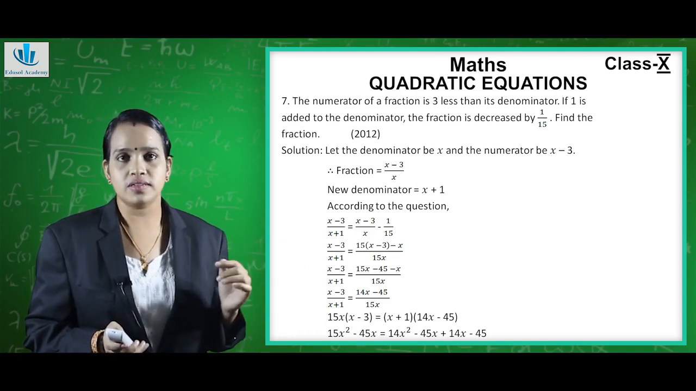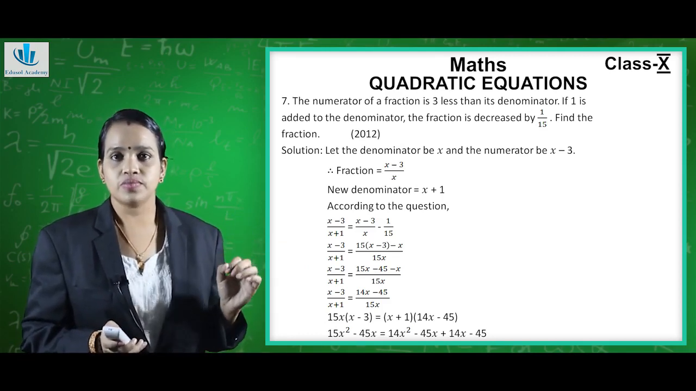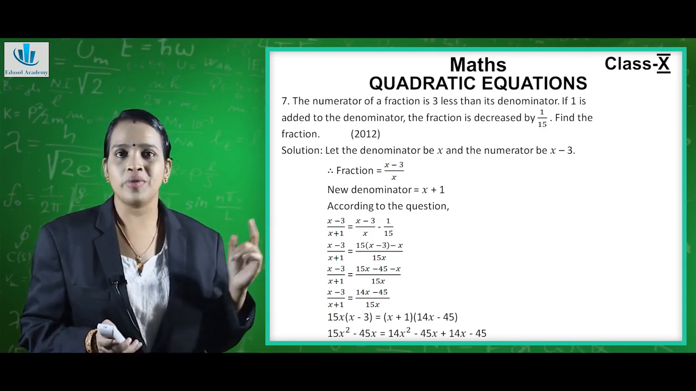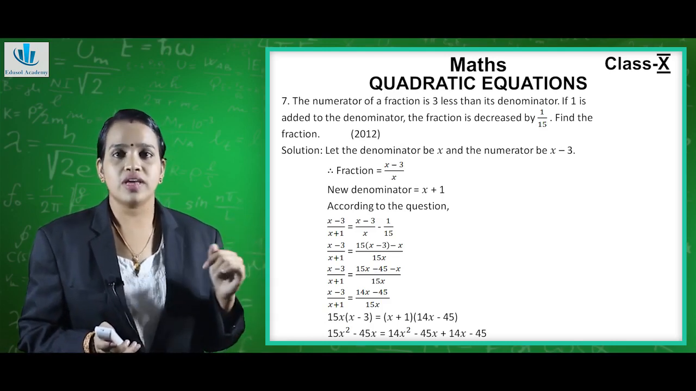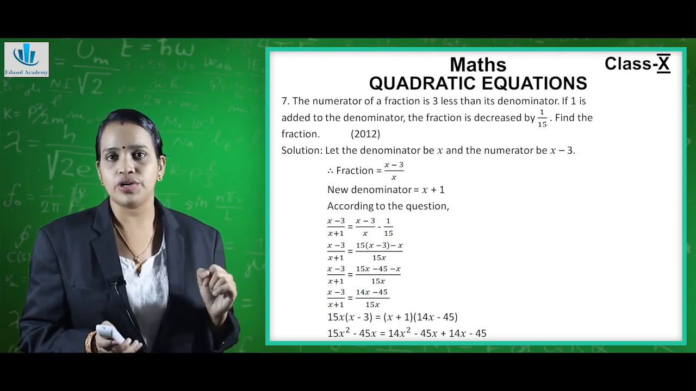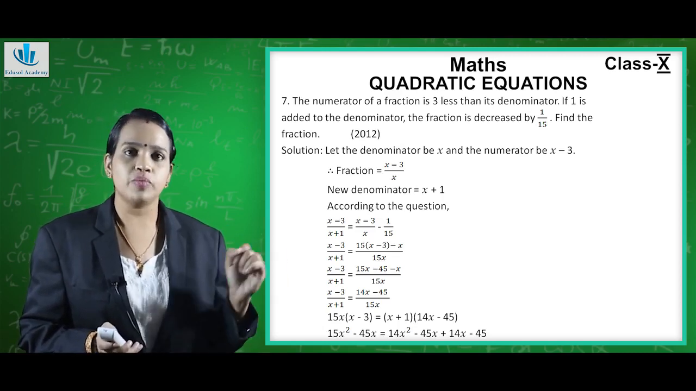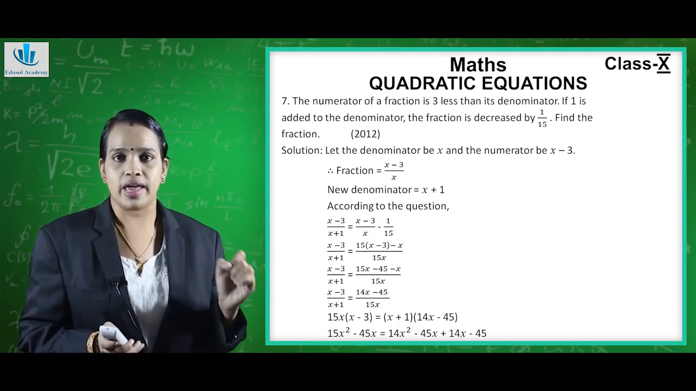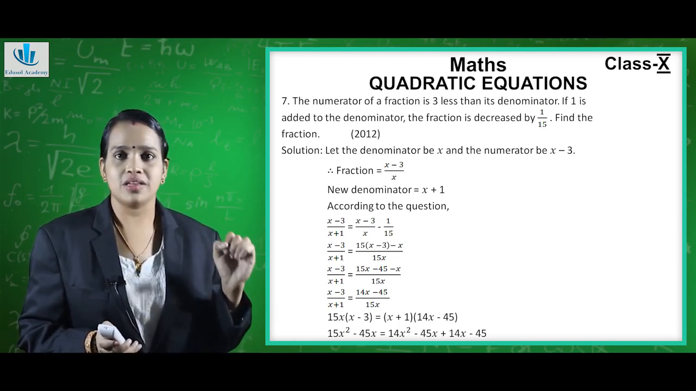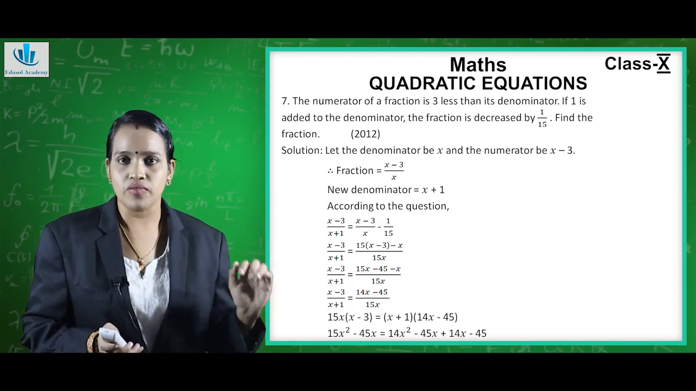In the question it is said that our first fraction gets decreased by 1 upon 15 when the denominator is increased by 1. So we can say that x minus 3 upon x plus 1, that is with the new denominator our fraction, will be equal to x minus 3 upon x. It is less by 1 upon 15. So x minus 3 upon x minus 1 upon 15.